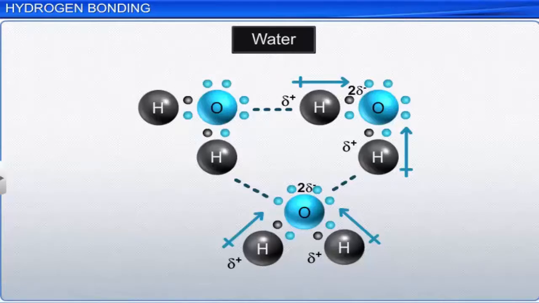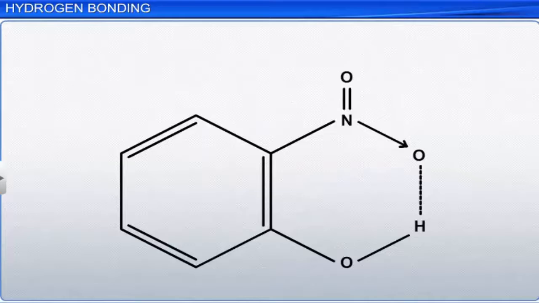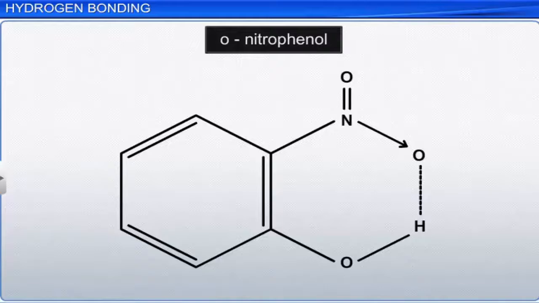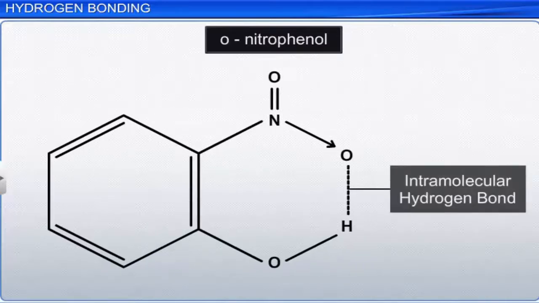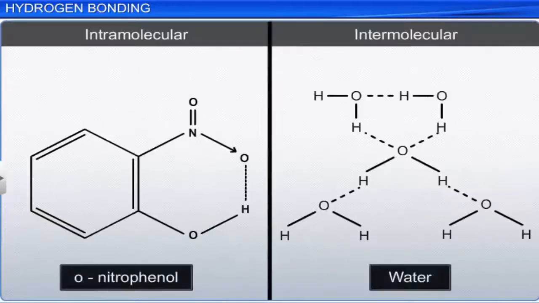However, in certain compounds like orthonitrophenol, a hydrogen bond is formed between the hydrogen atom of the hydroxyl group and a highly electronegative atom, that is oxygen of the nitro group, present within the same molecule. Such a bond is called an intramolecular hydrogen bond. Thus, we can conclude that a hydrogen bond is the weak electrostatic attractive force between the hydrogen atom and the highly electronegative atom of either the same or different molecule.